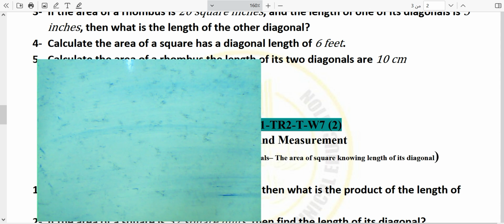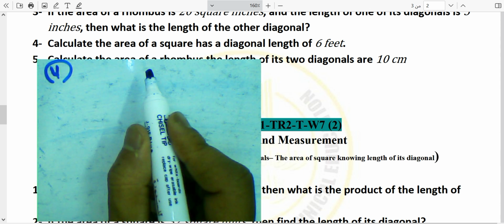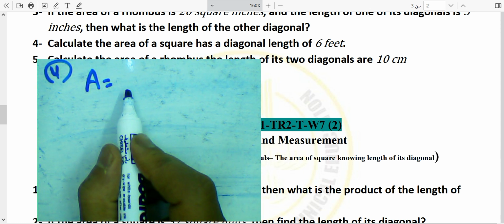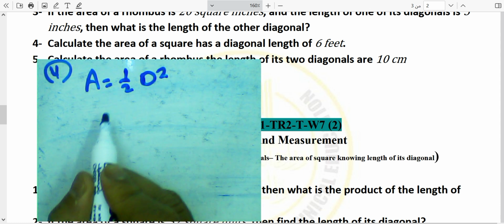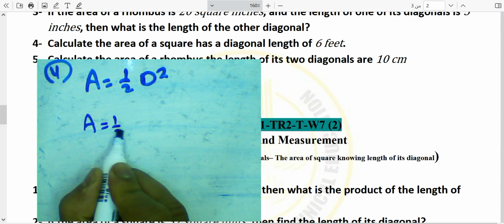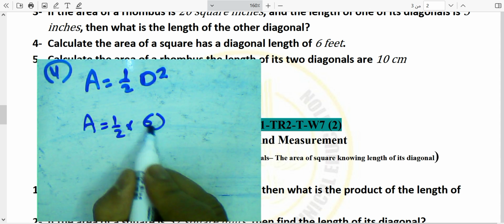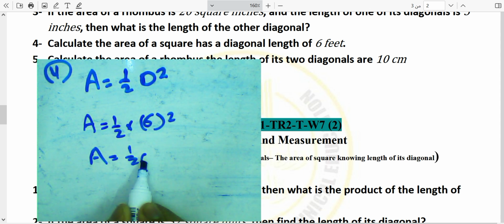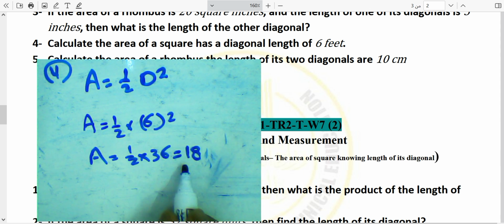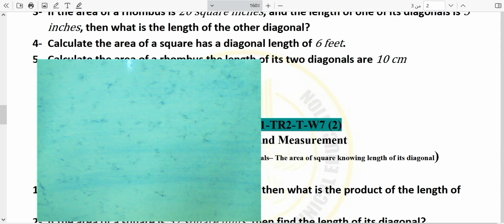Next question, number 4. Calculate the area of a square that has a diagonal length of 6 feet. Okay, we know the area of a square equals half the diagonal power 2. Because the two diagonals are perpendicular and equal in length, the area will equal half the product of the diagonal power 2. The diagonal here is 6 power 2. Then the area equals half times 6 times 6, which is 36. Then half of 36 equals 18. The area will be 18 square feet.